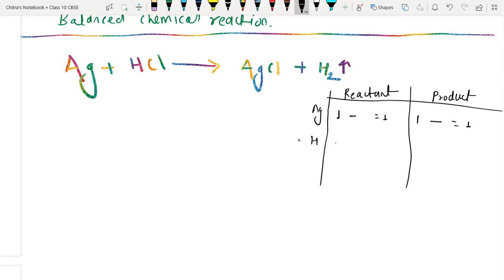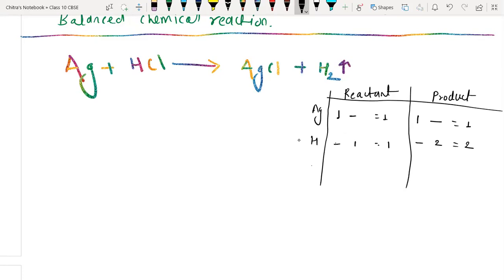So in the first reactant we do not have any, but in the second we have one. So the total number of hydrogen on the reactant side is 1. And on the product side we do not have any here, but here we have 2. So the total number of hydrogens on the product side is 2.